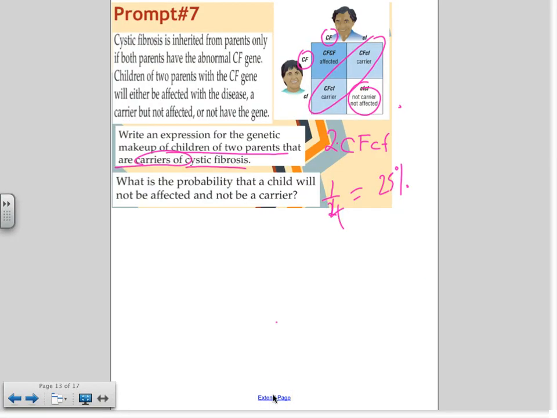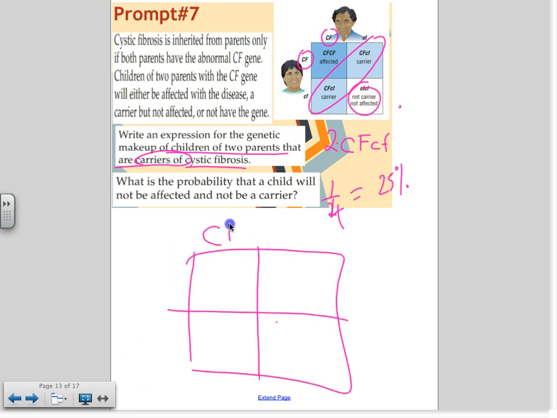Let's just see. What's the difference between a carrier and affected? Affected means you will see the disease, you have the symptoms right away. A carrier means you don't have the symptom, you just carry the gene throughout your life without seeing anything. You're not affected. That's the carrier. So imagine if you have another set of parents. This parent has the carrier gene, and the other one doesn't have anything.